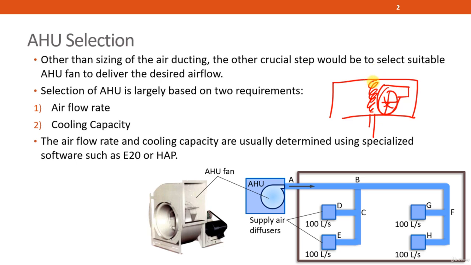The cooling coil will determine the cooling capacity of this particular AHU, whereas the fan will determine how much airflow rate this AHU can provide. The airflow rate and cooling capacity usually depend on how much heat needs to be removed from a particular space. This process is usually done using specialized software such as E20 or HAP.